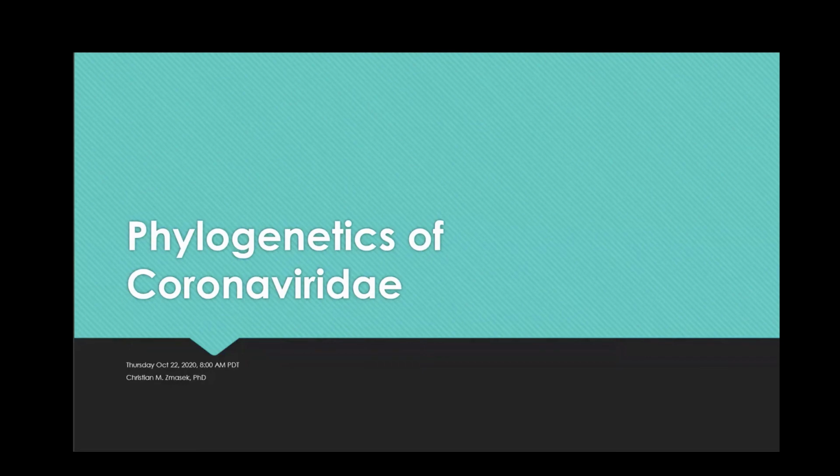The topic is the phylogenetics of the Coronaviridae, which obviously currently is a hot topic. But it's basically how to use phylogenetic tools in ViPR, so it applies also to other viruses, not just Coronaviridae, but I'll be focusing on the Coronaviridae.